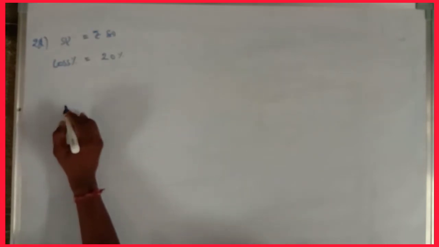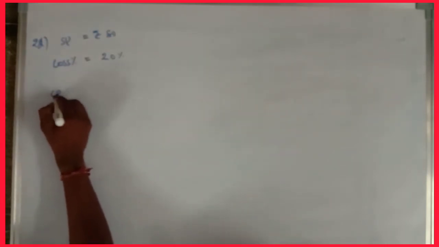Next, 22nd question. When the selling price is 80 rupees, then there is a loss of 20%. Then find the selling price to earn a profit of 40%. Okay, so here one article is there, with a loss of 20% and the selling price is given. So I need to calculate the cost price.